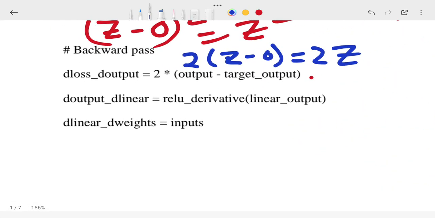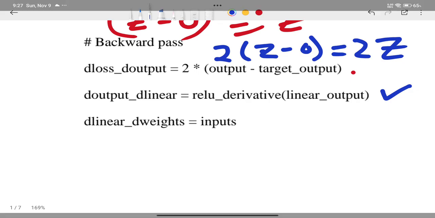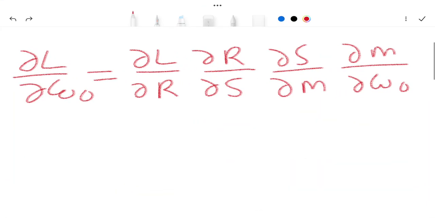Now after then I am using d output upon d linear is equal to this one. What is the meaning of this? I will show you. Very simple method I have written here. Listen here. So what is the meaning of loss? Now see here, dl upon dw0 is equal to dl upon dr and dr upon ds and ds upon dmul and dmul upon dw0. This is the chain rule.